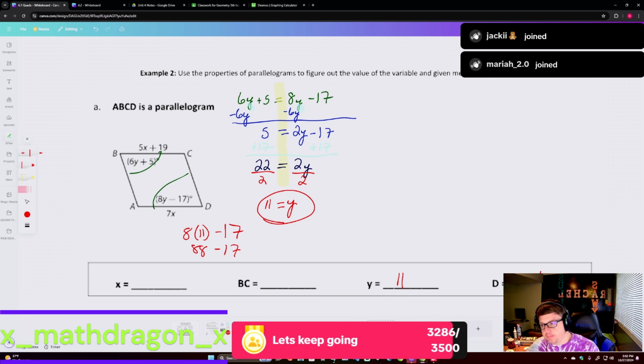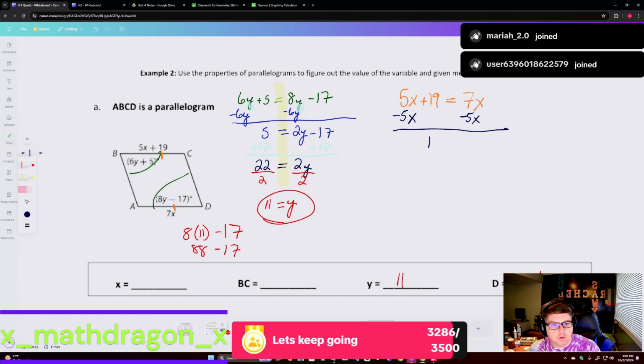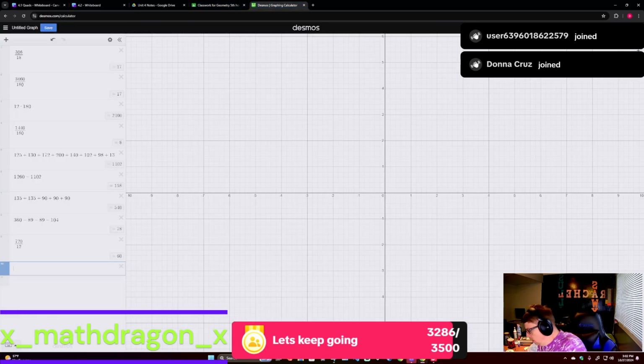Now for x, same thing. Opposite sides, I know, are equal to each other. So I'm going to have 5x plus 19 equals 7x. And now move all of the x's to one side of the equation. So 19 equals 2x. It's okay, you don't always get nice numbers or nice answers when you do this. So x is going to equal 9.5, when I do 19 divided by 2.